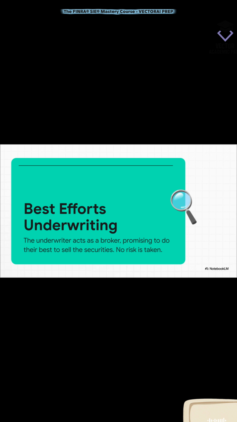Now the second type is completely different. It's called best efforts. And here, the underwriter acts as a broker, an agent. They don't buy a single share. They just promise to use their best efforts to help the company sell the stock. And for that, they get a commission. See the difference? They take on absolutely zero risk. If the shares don't sell, well, that's still the company's problem.